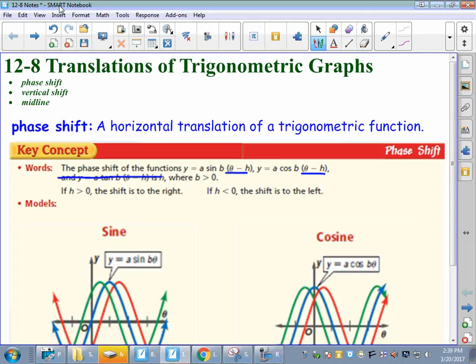So notice it's inside parentheses with theta. Theta is our x coordinate. So to change whether we're going to move to the left or to the right on the x-axis, we have to have that change with theta, the degrees. If h is greater than 0, it's basically saying that h is positive, we're going to shift to the right. And if h is negative, then we're going to shift to the left, even though the equation itself is going to look like a plus, because when you plug in a negative, the negative minus h becomes plus h.